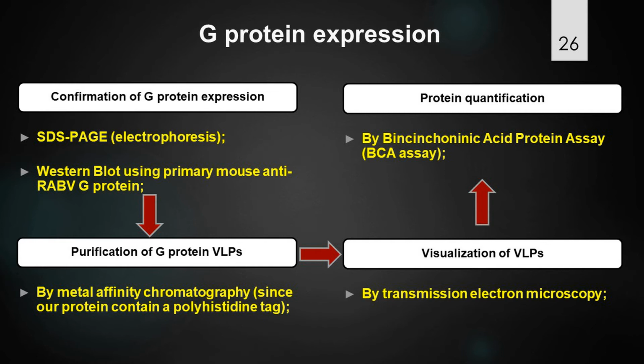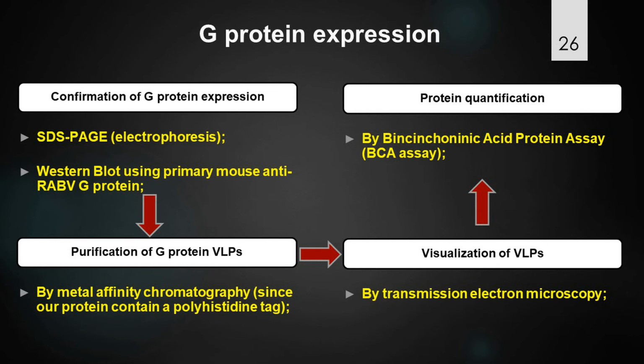The next step would be the purification step. For the purification method, we proposed nickel affinity chromatography. Since our protein contains a polyhistidine tag, this tag will interact with nickel resin and be separated from the rest of the proteins that our sample may contain. So we will obtain a purified fraction of the G protein, hopefully in a VLP form.